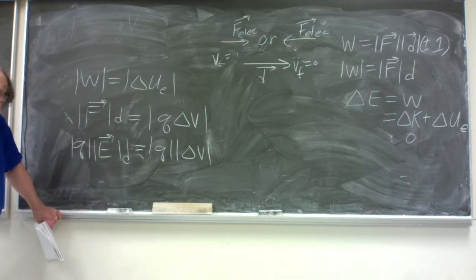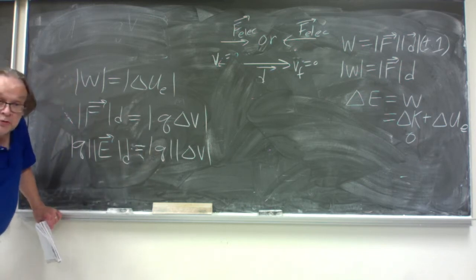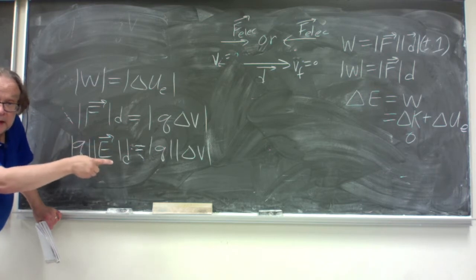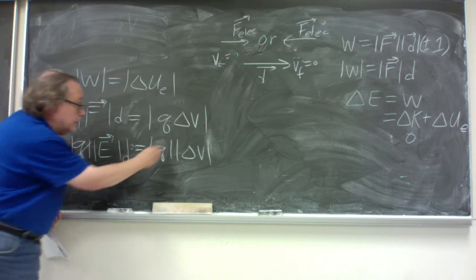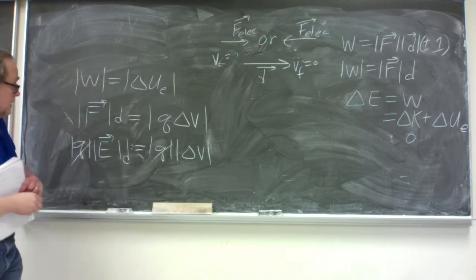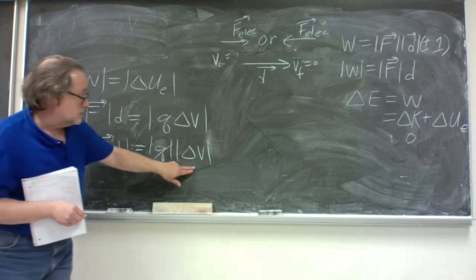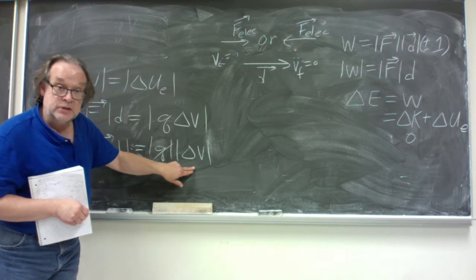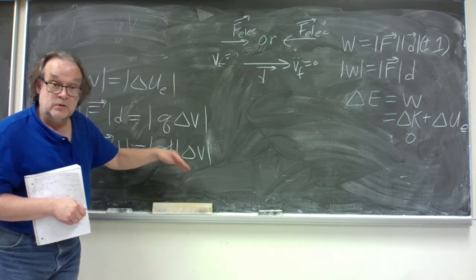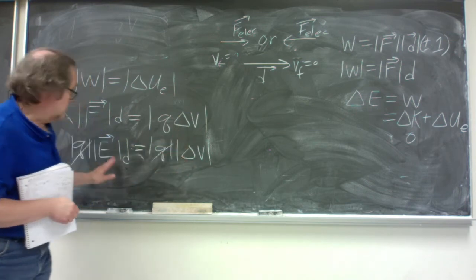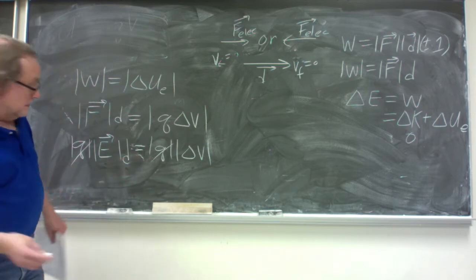All right, now we've got what we were looking for. There's a factor of magnitude of charge on both sides of the equation, so we cancel that out. On the right here is just magnitude of field times d. Here's magnitude of the potential difference between the starting and finishing point. So divide both sides by d.